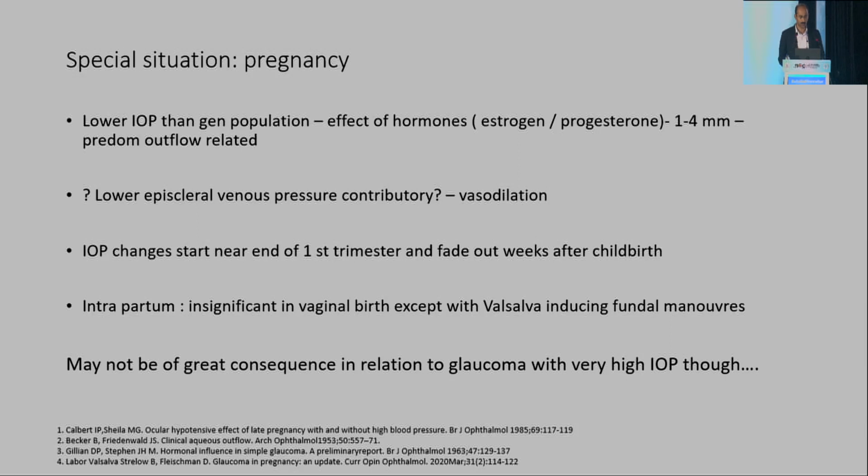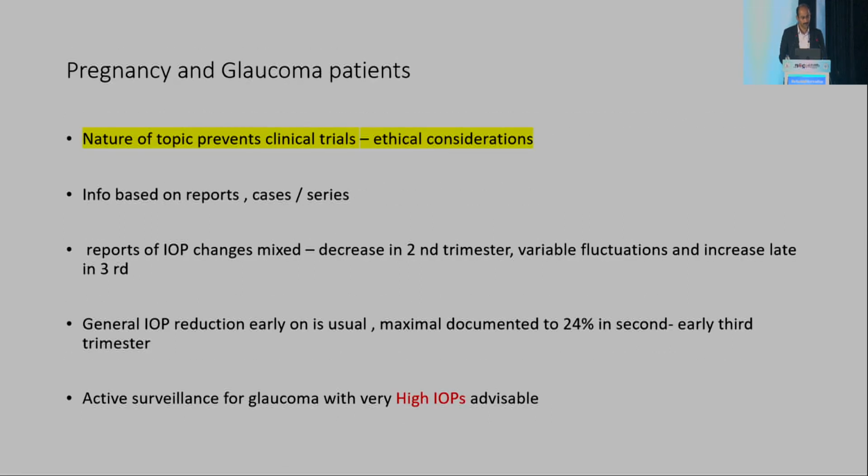Why this is a special situation is that pregnant patients have a lower IOP than the general population, contributed by the lower episcleral venous pressure. But what you have to remember is that the majority of these changes start at the end of the first trimester and fade out after weeks of childbirth. So the major part of the first trimester is not covered by this physiological pressure lowering. Intrapartum pressure changes are not very significant to be of any consequence. And whereas most of these glaucomas that present in this age group usually are very high pressure glaucomas, the physiological drop might not be of any consequence.